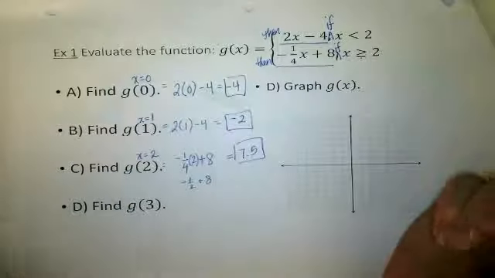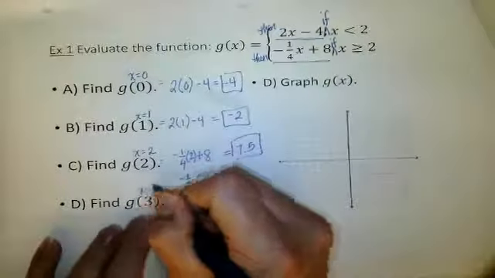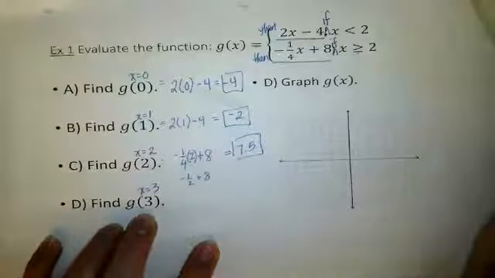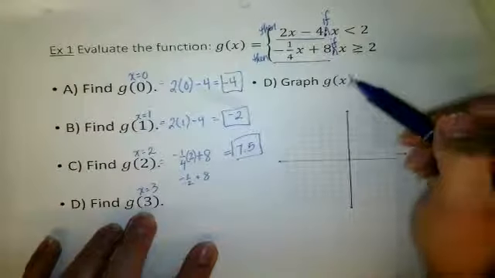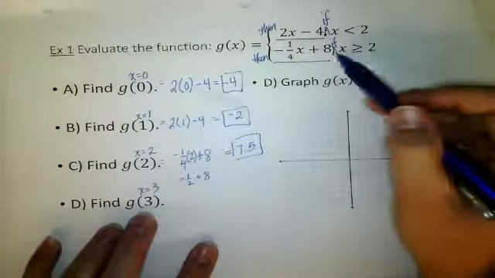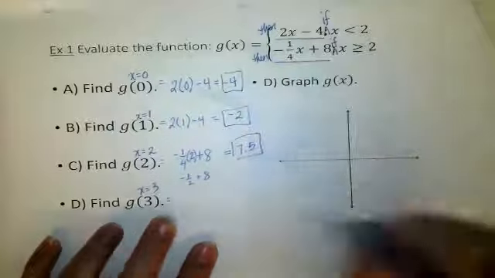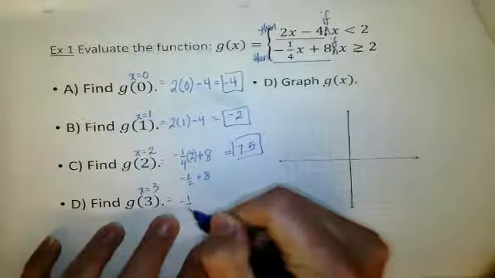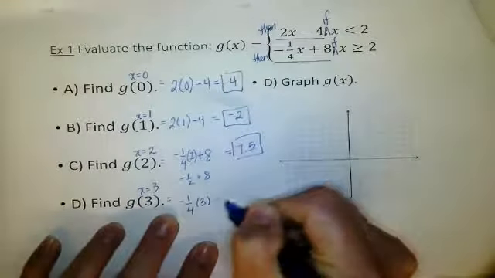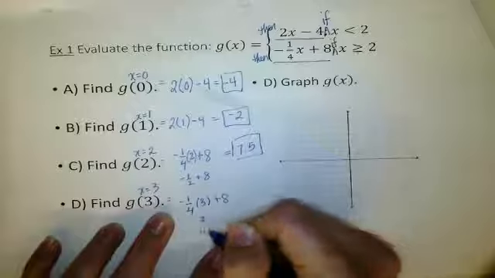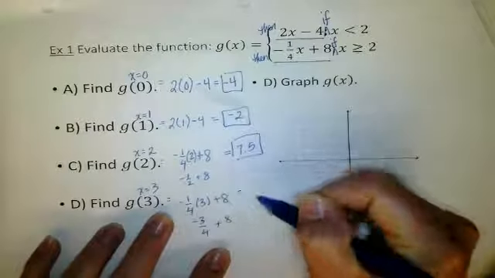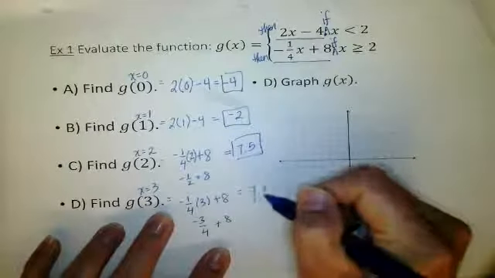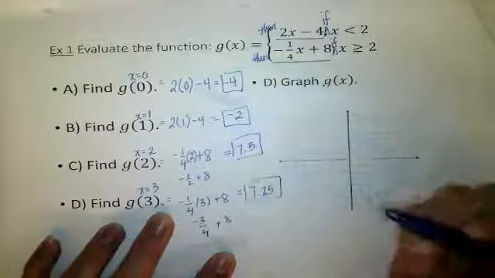All right, here we have x is equal to 3. Top or bottom? Bottom, because 3 is greater than 2, so the bottom works. The top is false. So negative 1/4, plug in a 3, plus 8. That's negative 3/4 plus 8, which would be 7.25.